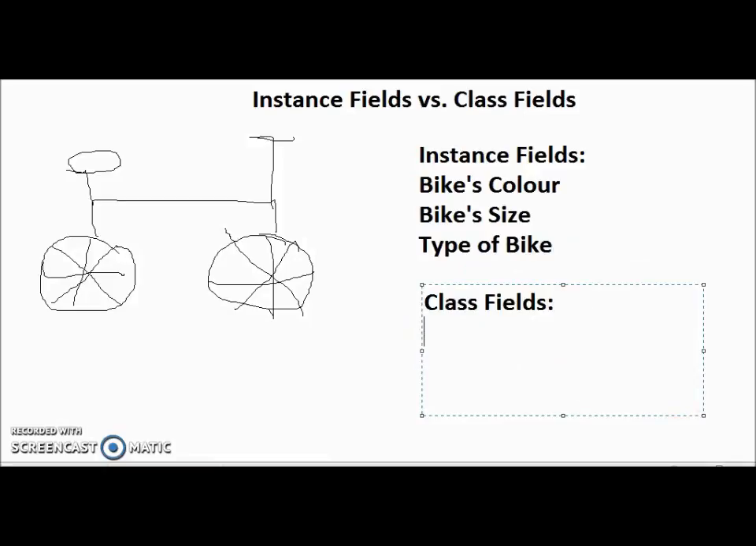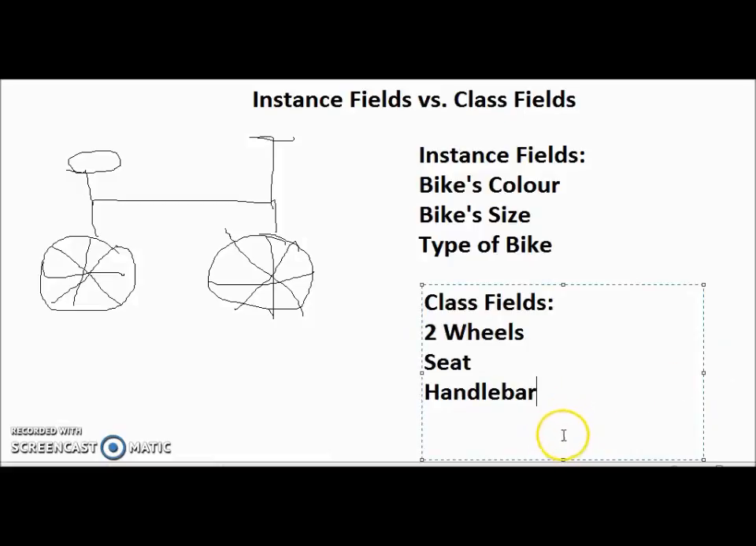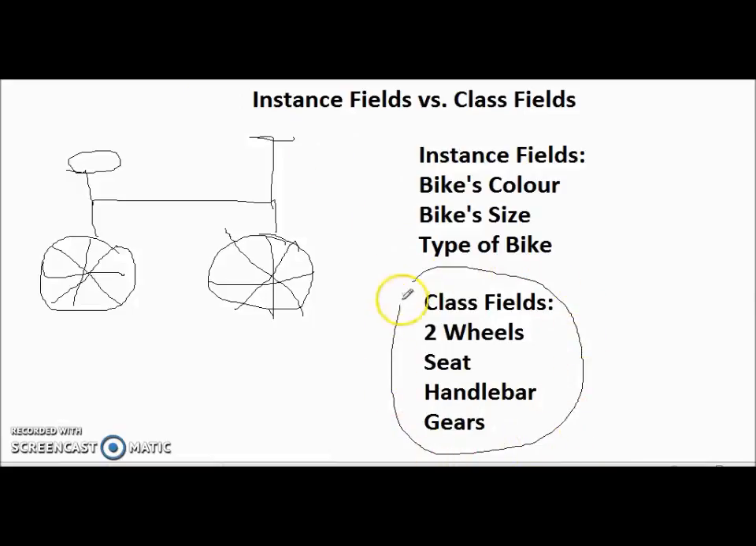Since we're talking about bikes, not unicycles, not tricycles, we're talking about bikes. So every bike needs 2 wheels. We're not talking about the specified type of wheel, but the 2 wheels. They need a seat. They need a handlebar. All bikes also need gears. And as you can see here, all bicycles need these things in order to actually be declared as a bicycle.